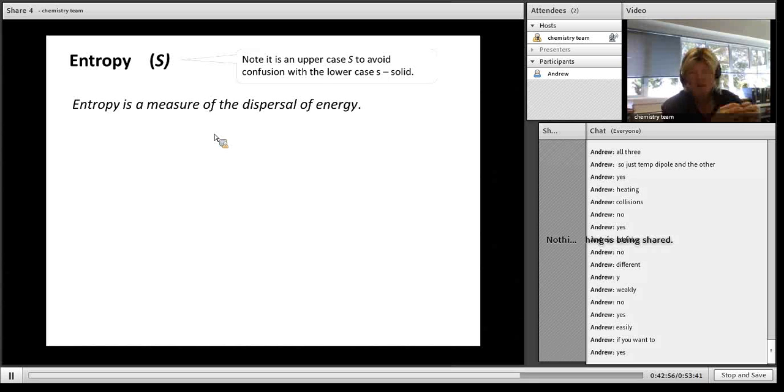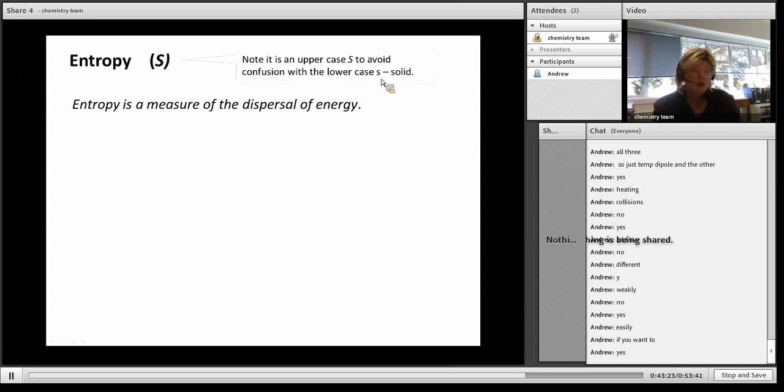And also, in a gas, they are moving faster. And if they're moving faster, they're zooming around all over the place. And so there's more energy involved with that. So the entropy is how it's dispersed. How is that energy dispersed? It's given a symbol S, and notice it's uppercase, because you'll see it's often put in brackets, and you want to distinguish it from a lowercase s, which means solid.